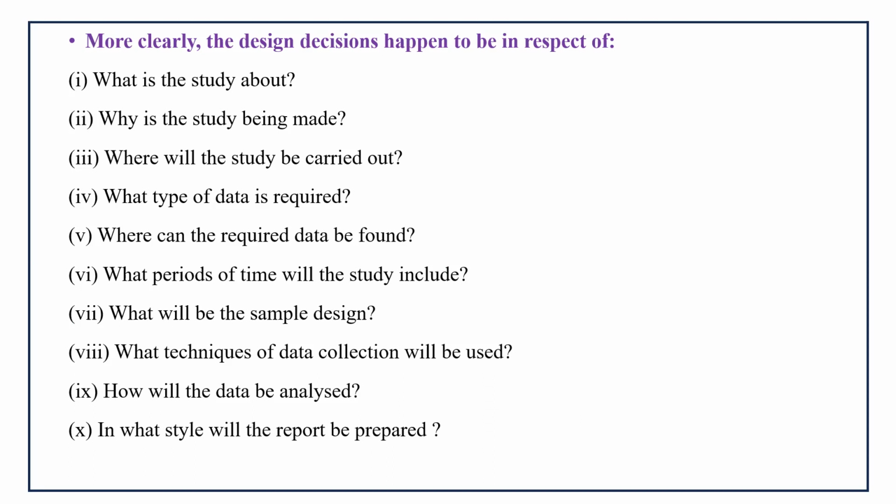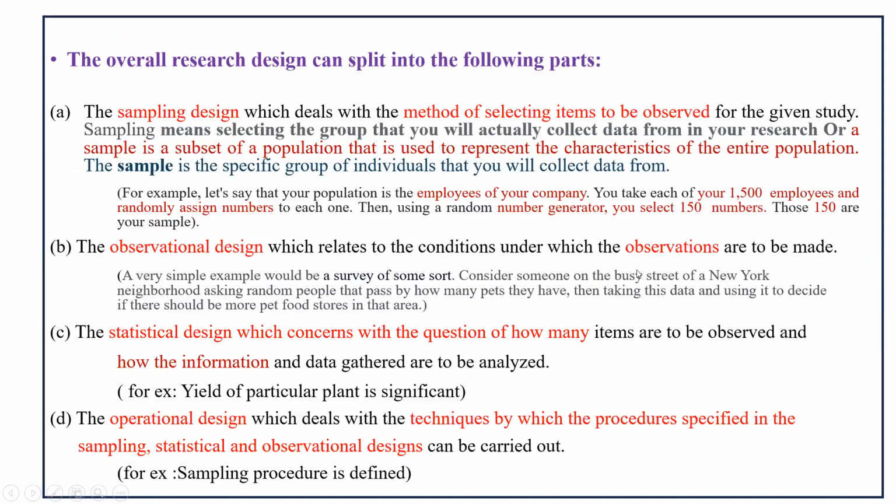So if I answer all these questions, the 1 to 10 questions, then it is very sure that whatever research design I prepare as per these questions will be the best research design. Now, the overall research design can be split into the following parts: the sampling design, then observational design, statistical design, and operational design. So research design can be divided into 4 parts: sampling, observational, statistical, and operational design.